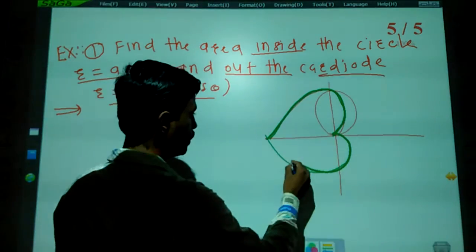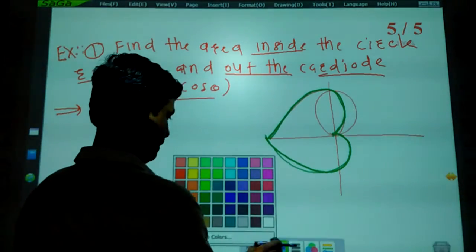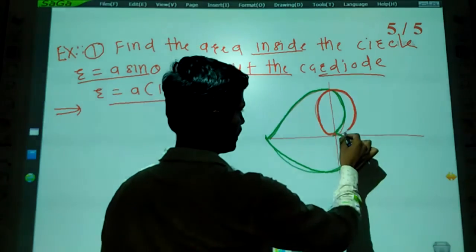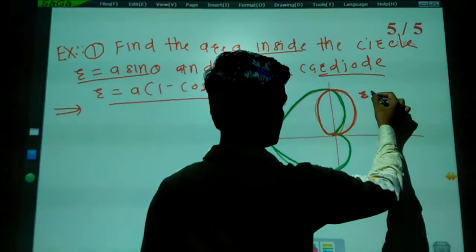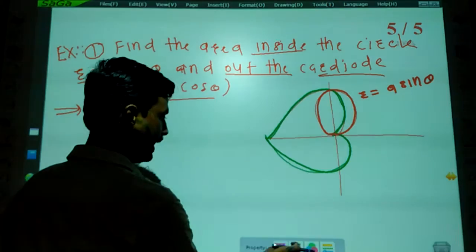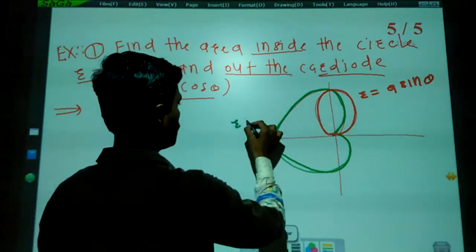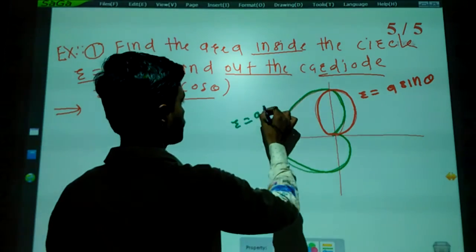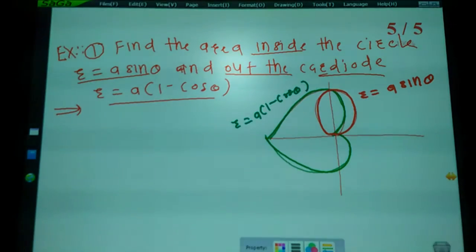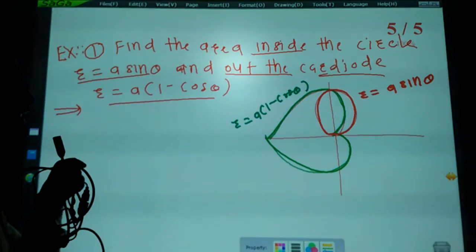r is equal to 1 minus cos theta and r is equal to a sin theta. This is the curve. So this curve is r is equal to a sin theta and next r is equal to a times 1 minus cos theta. So find the area outside the cardioid and inside the circle.